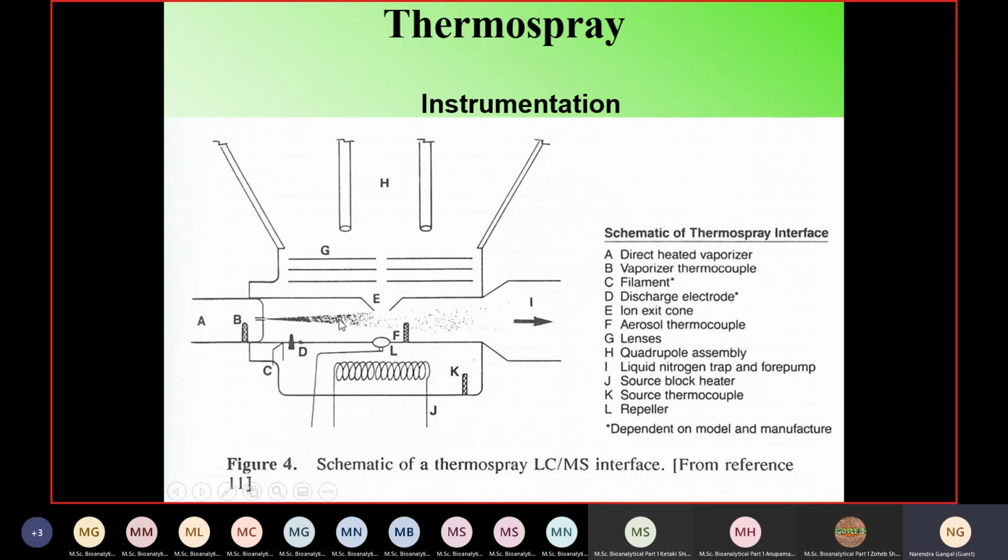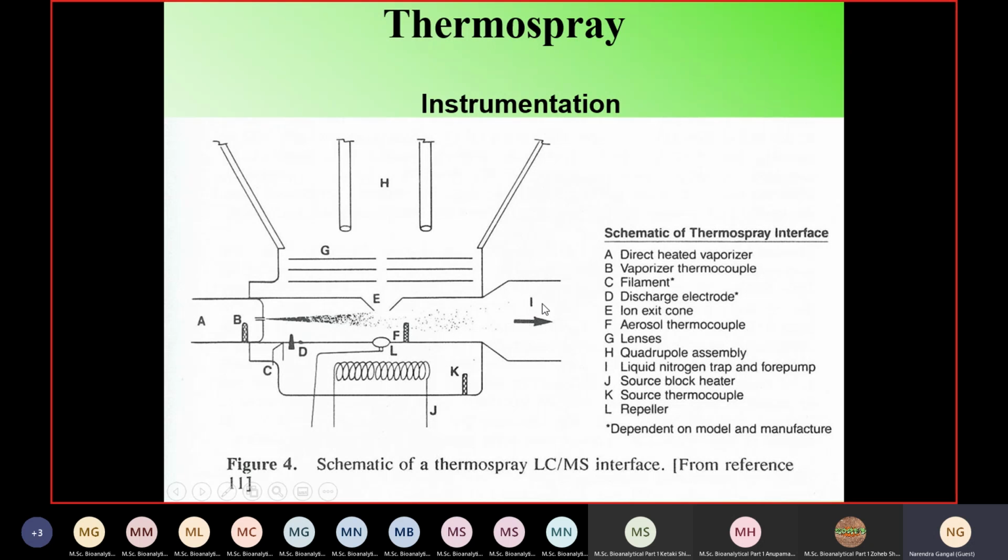The solvent molecules which are formed, or the solvent vapor which is there because of the desolvation, is not a charged species. So these will not get attracted to this ion exit cone, because the first lens is negatively charged. Since the solvent is not charged, it will not get attracted here, whereas this portion which I is showing is basically the liquid nitrogen trap or the pump, basically the pumping system. Nitrogen traps are typically used. It is a liquid nitrogen trap.